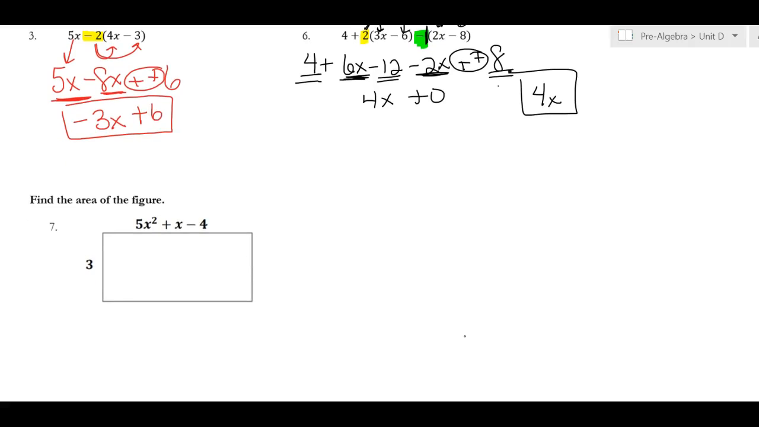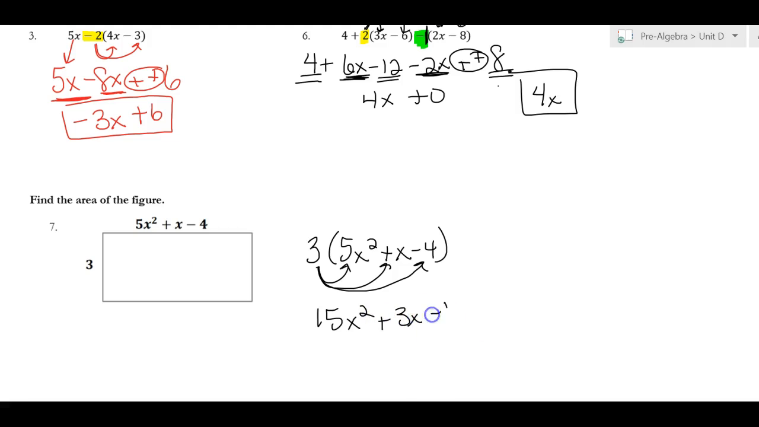All right, so let's look at the last problem down here, number 7. I'd like you to try and set it up and see if you can find the area of the problem. And when you think you have it, press play. So you should have done base times height, which is 3 times 5x squared plus x minus 4. And I'm going to distribute the 3 to each of those things, which gives me 15x squared plus 3x minus 12. And that's it. Okay?